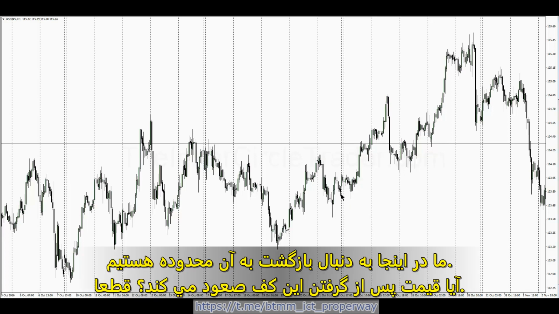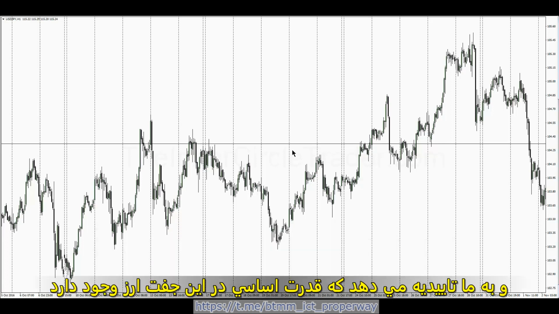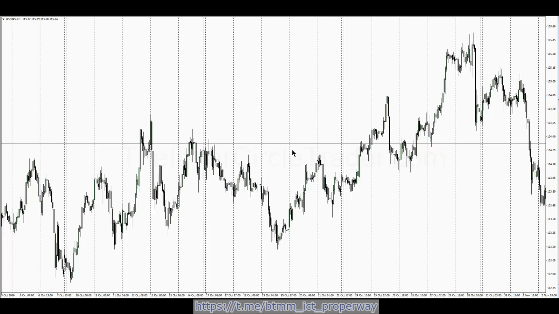Does it want to run? After it takes this low, certainly it wants to run. It runs higher. And every time it takes out a new high, it's showing willingness to go higher. It's giving us a confirmation that there's underlying strength in this pair.